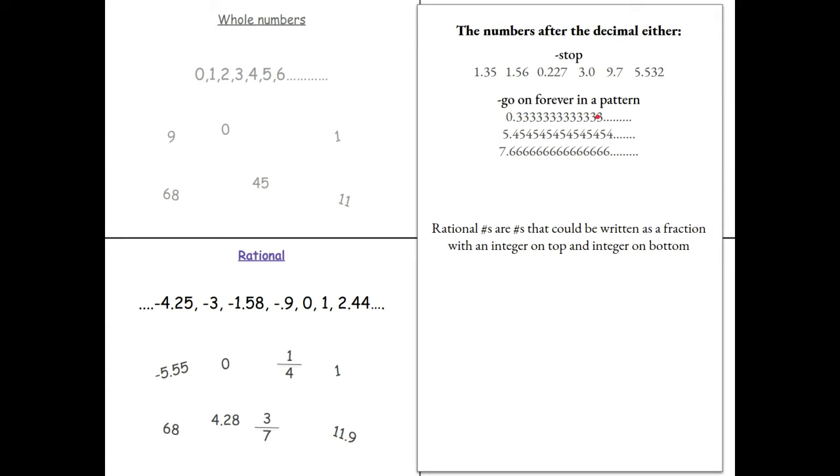0.3333 could be turned into 1/3. Also, all integers are going to be rational numbers as well, as we see over here, the number 1, because it could be written as 1/1, right? Any number could be written over 1, and 1 is an integer. So therefore, all integers are rational numbers.